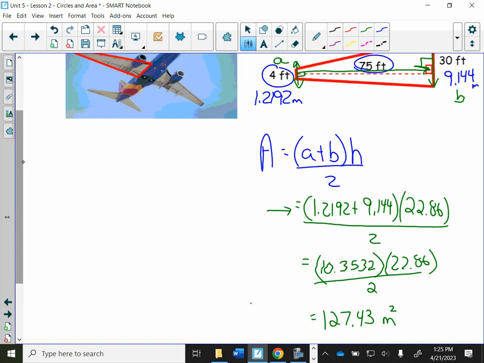Trapezoid is usually the trickiest shape because it's got the 2 bases and people get confused which ones the bases are. They have to be the parallel sides, the ones that are traveling the same directions.